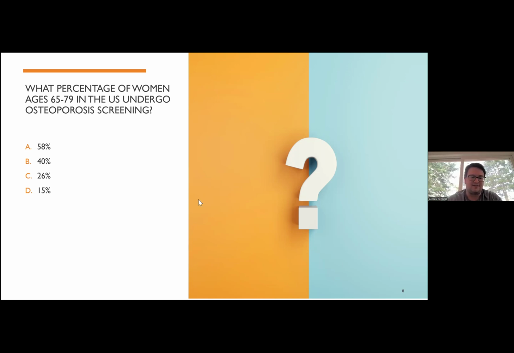The answer is 26%. So only about a quarter of this vulnerable population is actually getting screening, let alone prevention or treatment that doesn't take that into account. So that's all to say we could be doing better.